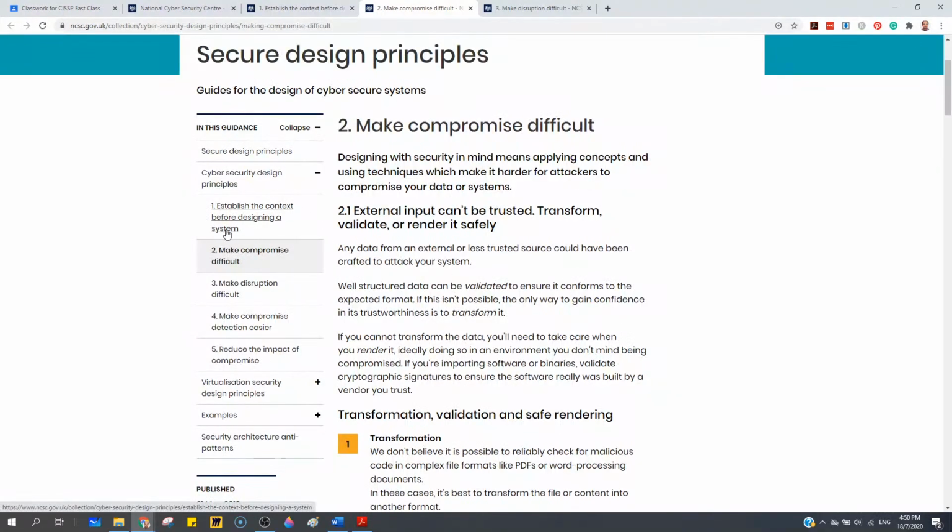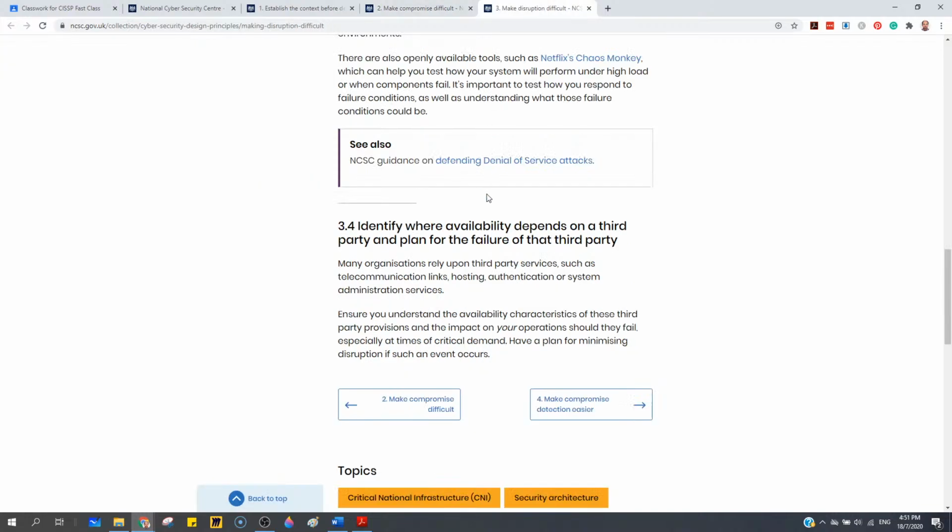Okay, the first category is establish the context before designing a system. So you need to understand those 6 principles which are given in the first group, and according to the same you need to understand the whole context. Then the second one says make the compromise difficult. So in these 9 principles they have given, as per those 9 principles you can make the compromise difficult, make it more difficult for the attacker to compromise the whole system.